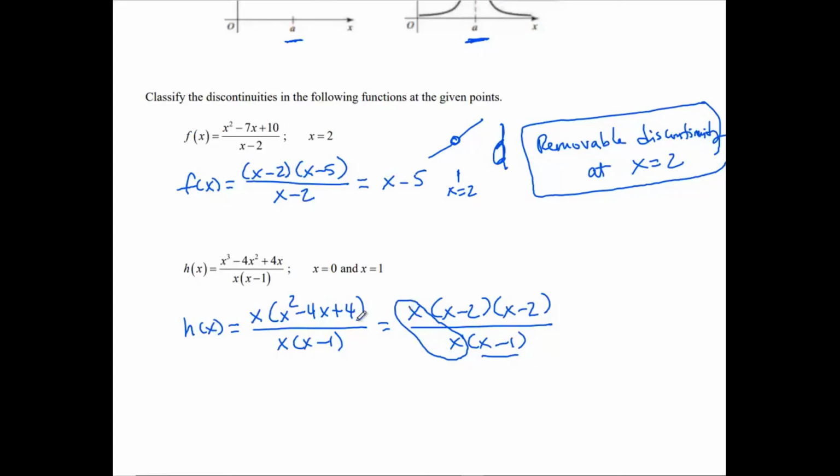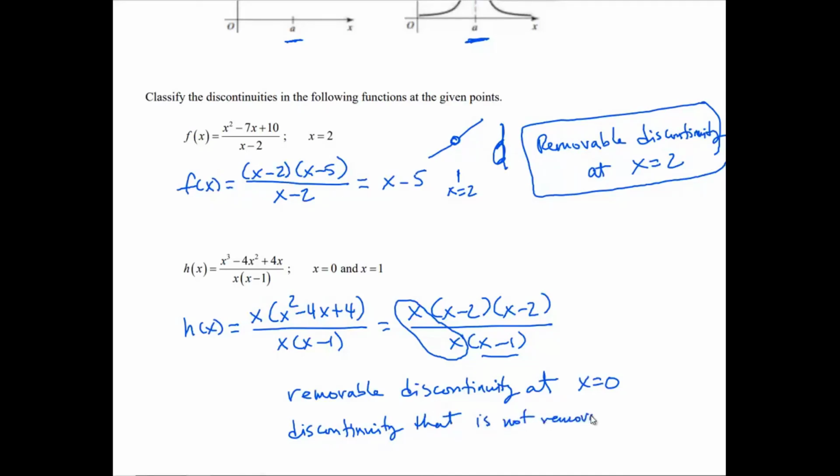So here I would want to say I have a removable discontinuity at x equals 0, and then I have a discontinuity that is not removable at x equals 1. And more specifically, we could call it an infinite discontinuity because it is a vertical asymptote.